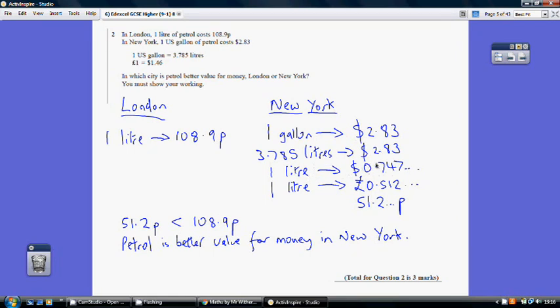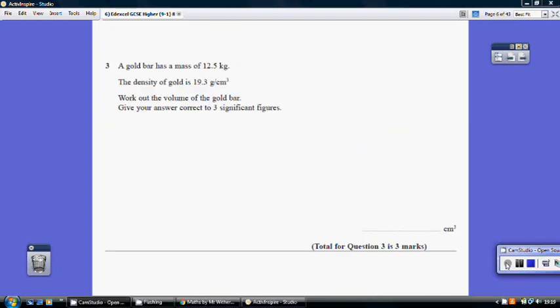Now I want to turn the dollars into pounds. Now going dollars to pounds, we've got to get smaller. You can see the numbers getting smaller. So we're going to have to divide by 1.46. So I've taken my 0.747 and divided by 1.46 to get 1 litre costing.